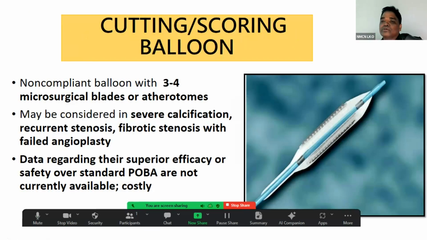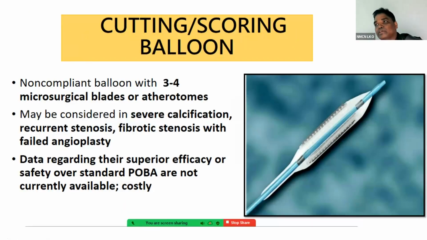So then there are also other balloons that are used in situations where plain old balloon angioplasty does not work. And this is a cutting balloon, where you have small atherotomes. They are like small, very thin blades attached to the sides of the balloon. They are particularly used when lesions are severely calcified, recurrent stenosis, and fibrotic lesions. But data supporting superior efficacy over plain old balloon angioplasty is not yet currently available.